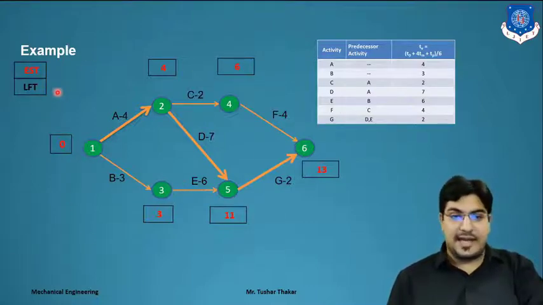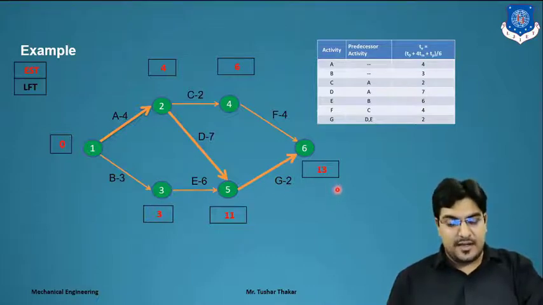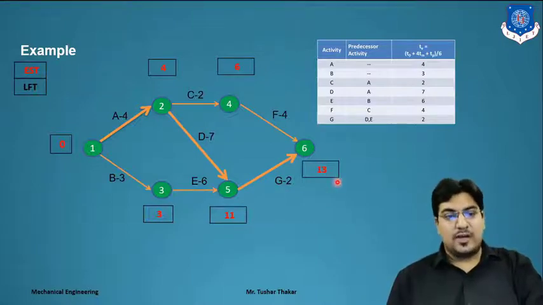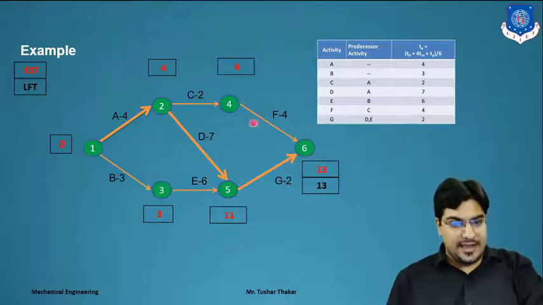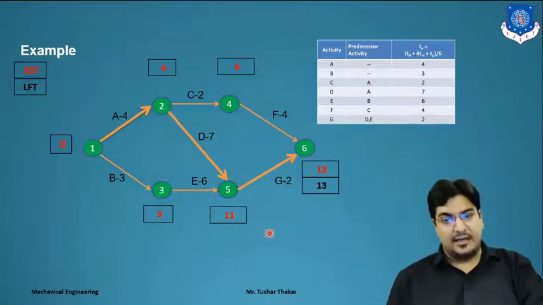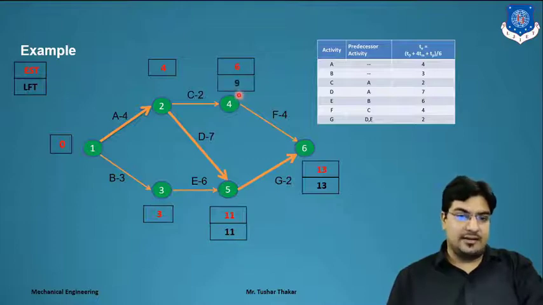Now we calculate LFT. So what do we have to do? We start finding the LFT from here at the last node. We take the same value as we got in EST, so that is 13. Now move backward for the activities. We get 13 minus 4, and here the value we get is 9. Here the value we get again is 11. So here 11 and here 9.